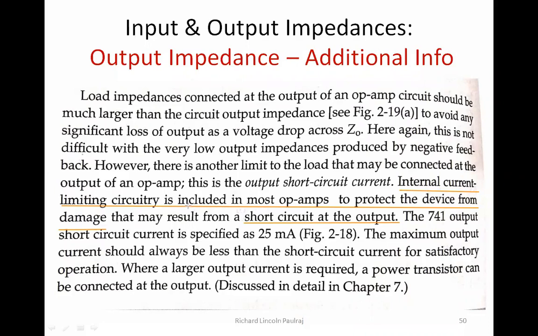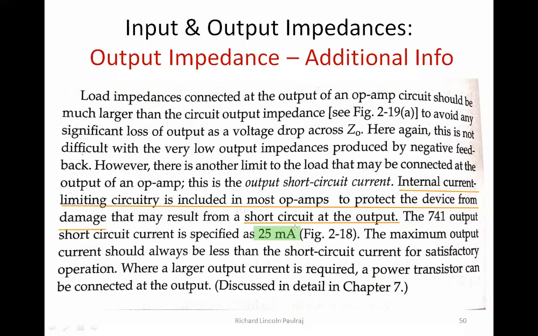Okay, fine. So the 741 output short circuit current is about 25 milliamps. So the range is about 25 milliamps. Keep this in mind, because you will probably be needing this in your problems. Again, you can see this 25 milliamp in the electrical properties which I have posted in the previous slides.